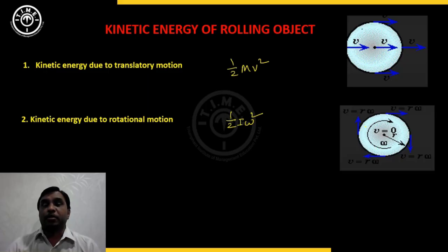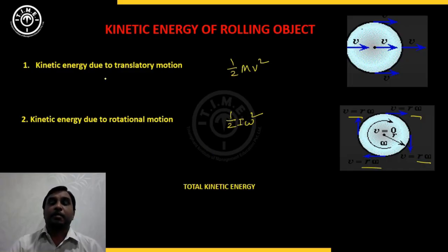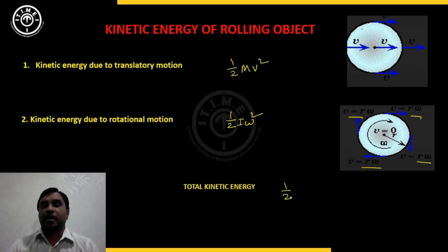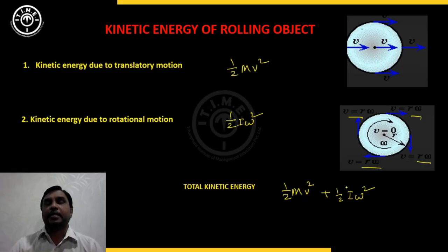When you talk about rotatory motion, all the particles are at the same distance from a fixed point. They have the same magnitude of velocity, but the direction changes. So when you talk about the total energy, it is a sum of kinetic energy due to translatory motion and kinetic energy due to rotatory motion. Let me write that expression. Total kinetic energy is half mv square plus half I omega square. What is I? I is the moment of inertia of that particular rotating object about that fixed point.